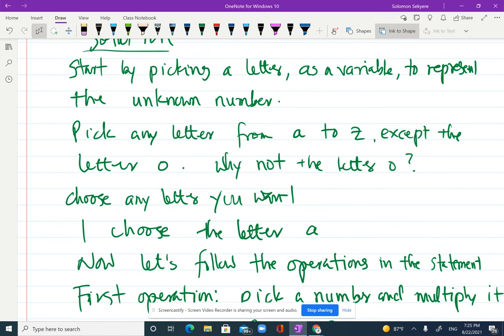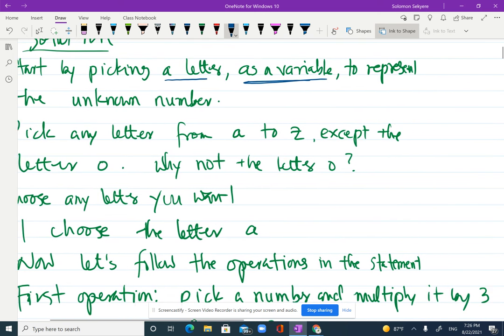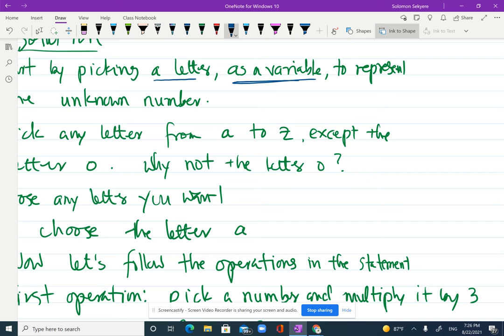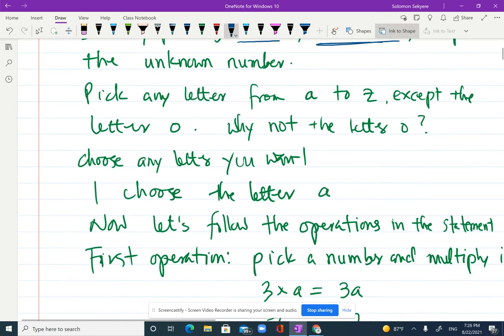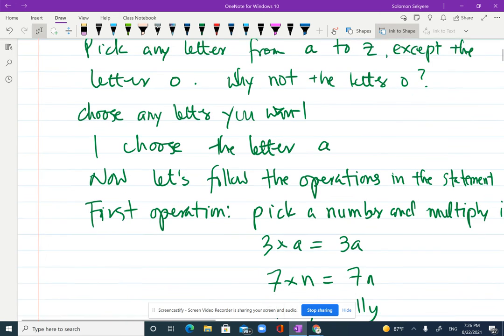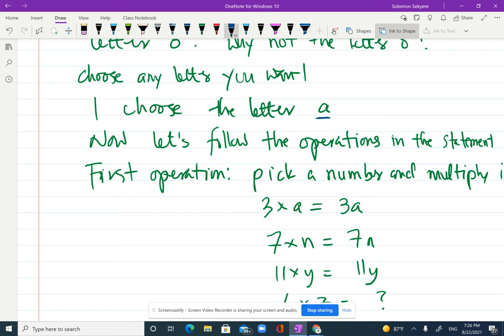We don't know the number. Start by picking a letter as the unknown, or call it a variable, to represent the unknown. You can pick any letter from A to Z. Don't use the letter O. Can you guess the reason why? Let's choose any letter. I just choose the letter A to represent the unknown.